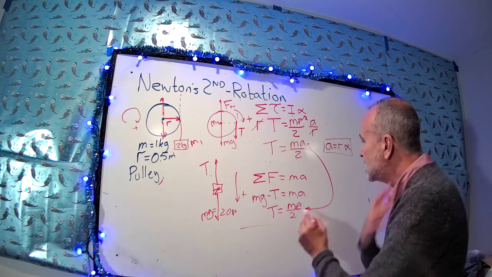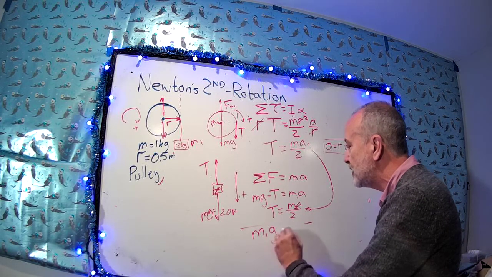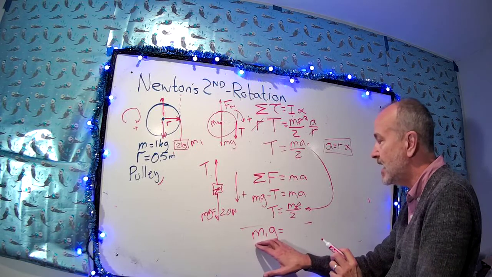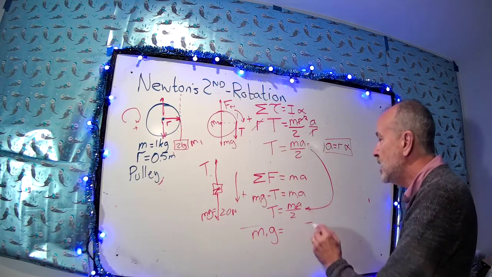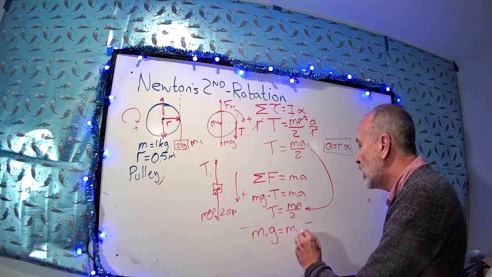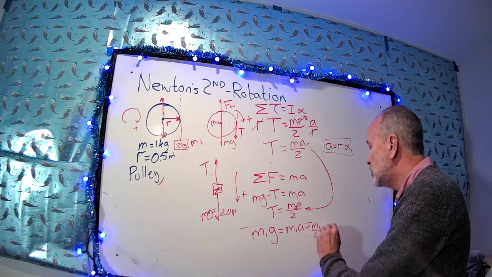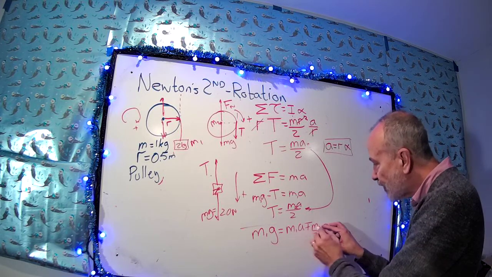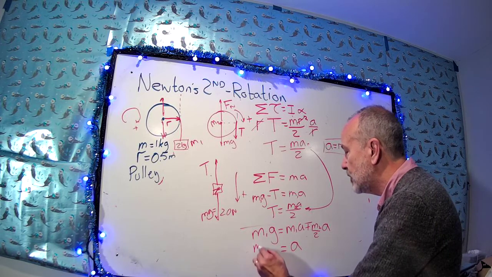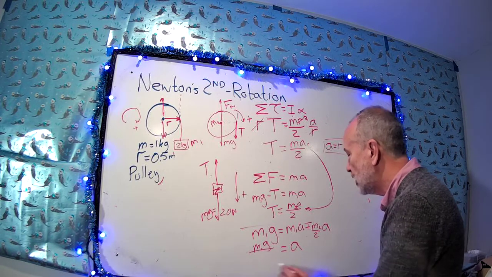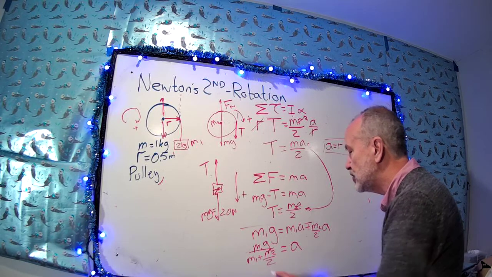And what happens is, when I add those 2 together, I get m1 g equals, you can think of that as the net force. Okay, m1 g, the net force on the system, equals m1 a plus m2 over 2 times a. We can factor out the m1 plus m2 over 2, and you get a equals m1 g over m1 plus m2 over 2.